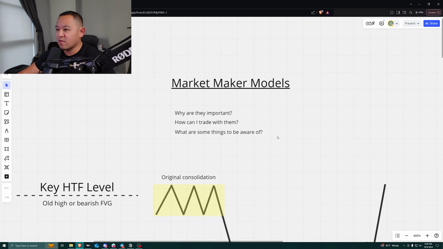All right, so let's cover market maker models. And the first things that we're going to talk about: why are they important? How can I trade with them? And some things to be aware of. So first of all, why are they important? The biggest reason why I believe a lot of traders fail in the markets is because they don't recognize the market condition that they're in or the expectation that they have from the market.